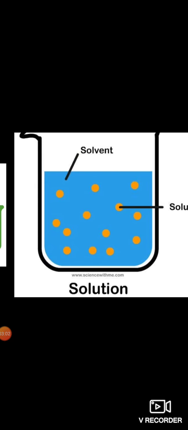Now, what is a saturated solution and solubility? If we keep on adding a solute to a solvent, then a stage comes when no more solute will be soluble in it. That is, no more solute it can dissolve. At this stage, the solution is called the saturated solution. Saturated solution means the solution in which no more solute can be dissolved. So the maximum amount of a solute that can be dissolved in 100 milliliters of the solvent at room temperature is called the solubility of that substance.